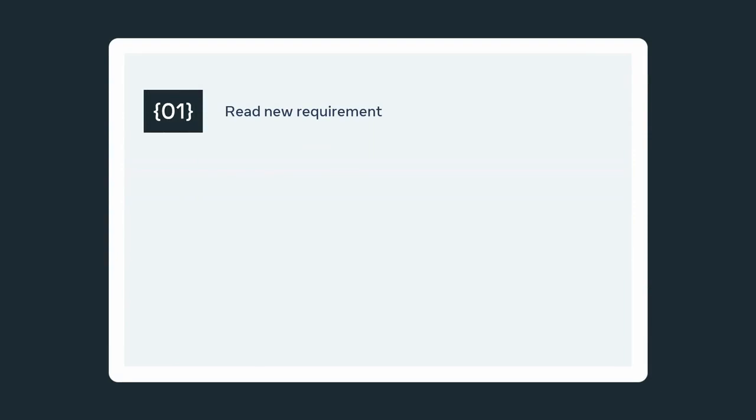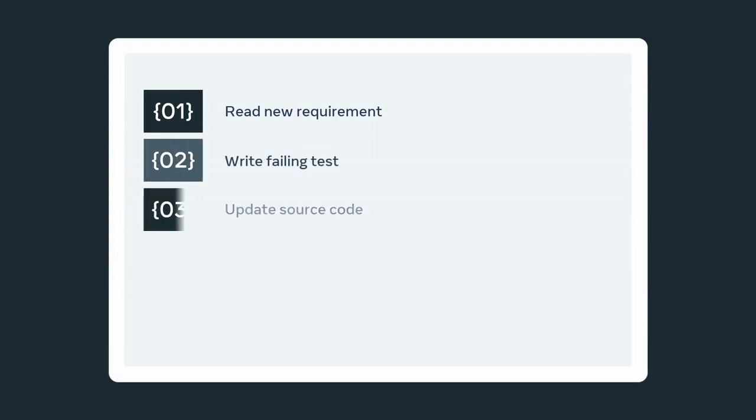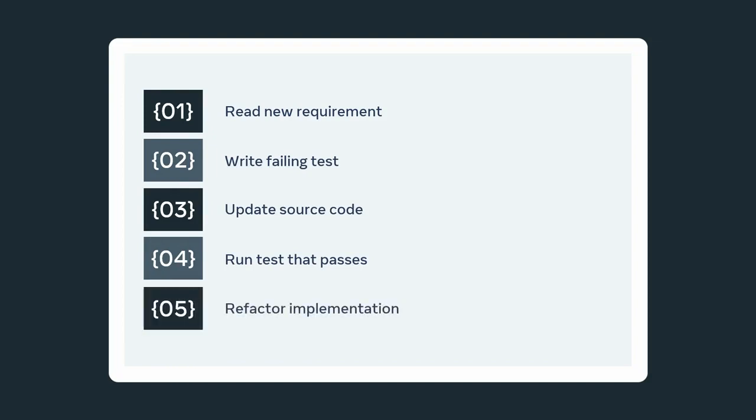As a member of the development team, your task is to read the requirements for the software that you are writing. The requirements are passed to you by the project manager. So you get your first task for the day and start coding the TDD way. First, you read the new requirement. Next, you write a failing test. Then you update your source code so it resolves the requirement. After that, you run a test that passes. Finally, you refactor your implementation.